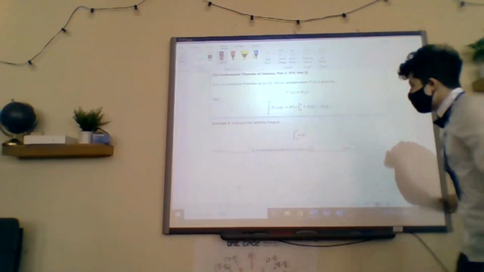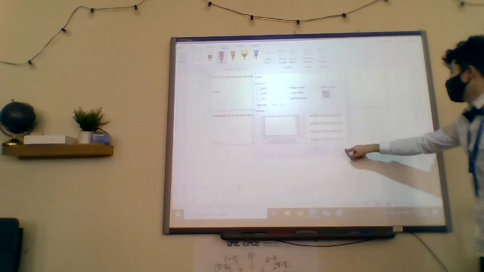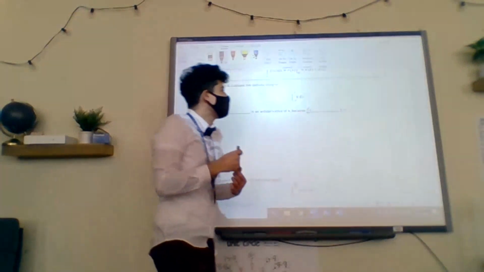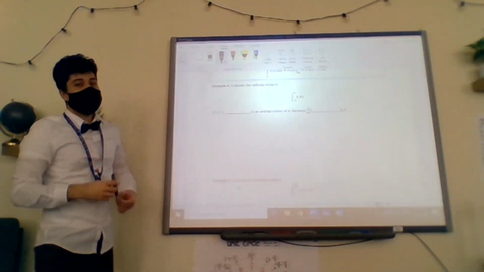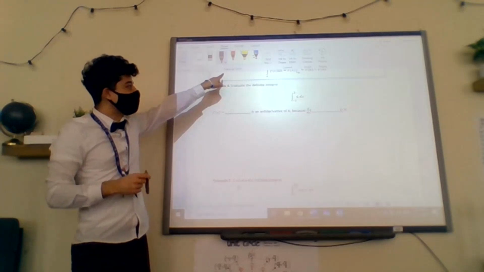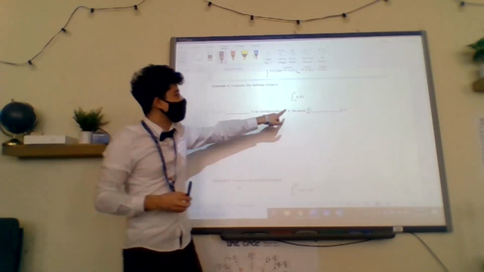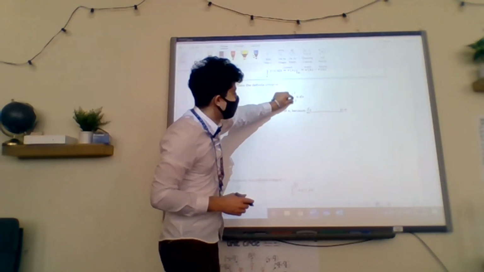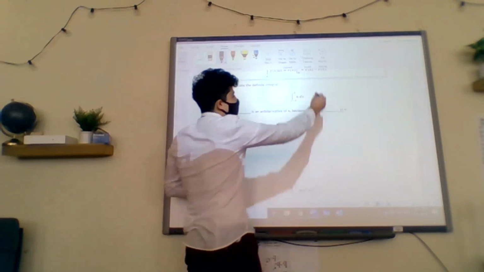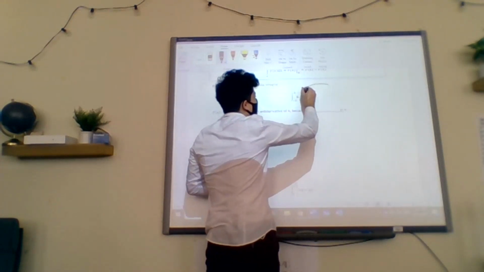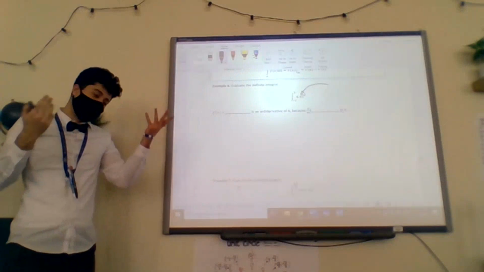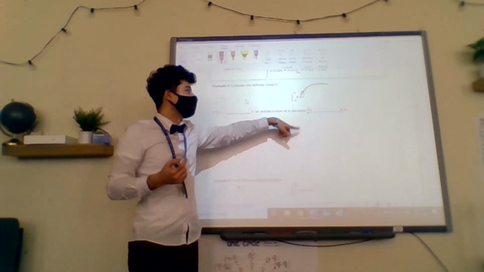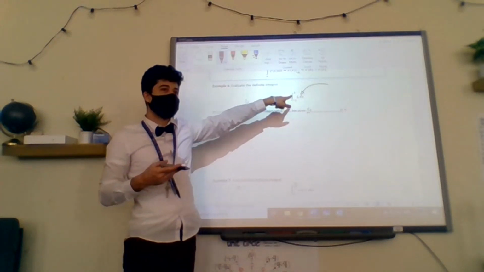Okay, so this says take the definite integral from -2 to 3 of the function 6 with respect to x. According to the second part of the fundamental theorem, all I have to do is get the antiderivative of this, then plug in this point, and subtract. The way to get the antiderivative is you just have to think backwards. What did I have to take the derivative of to end up with the 6?